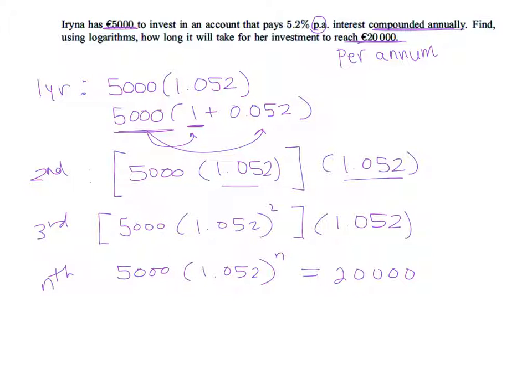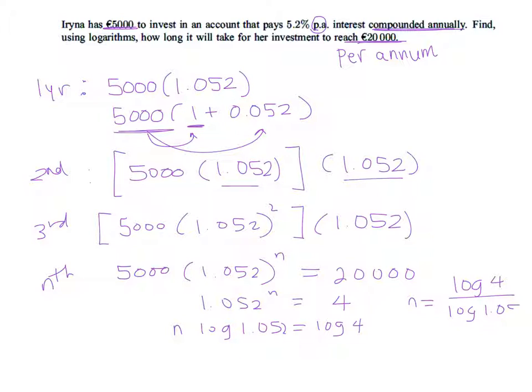In order to solve for n, we want to divide by 5,000 on both sides. So we have 1.052 to the nth is equal to 4. Take the log on both sides and bring down the n. We have n log of 1.052 is equal to log of 4. Therefore, n is equal to log of 4 divided by log of 1.052.